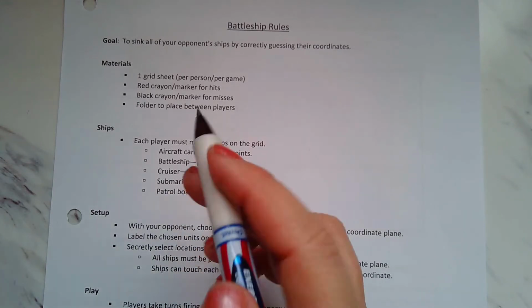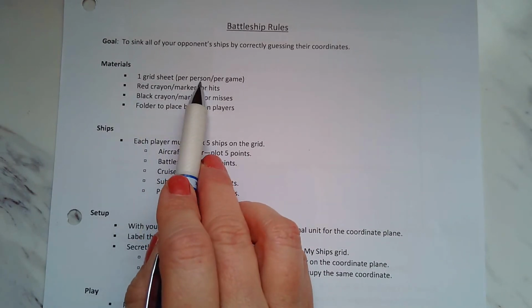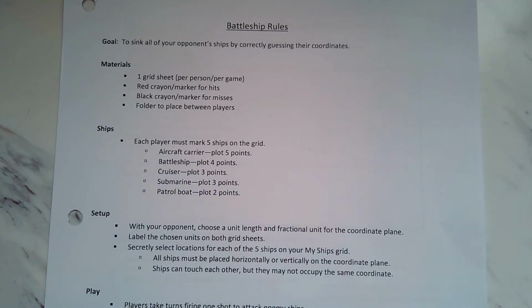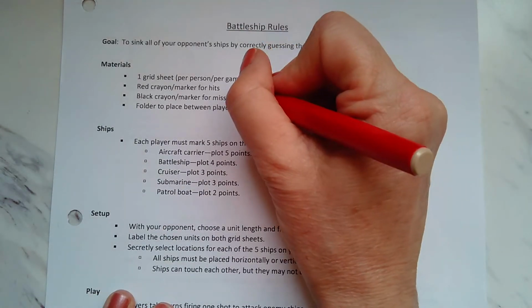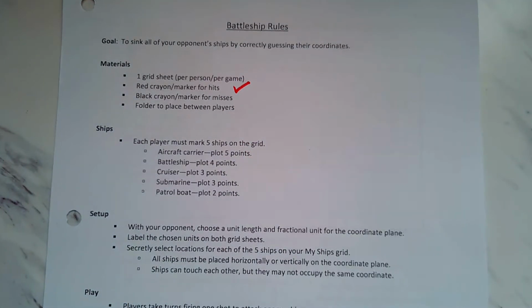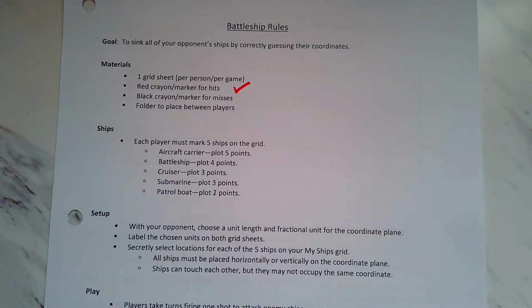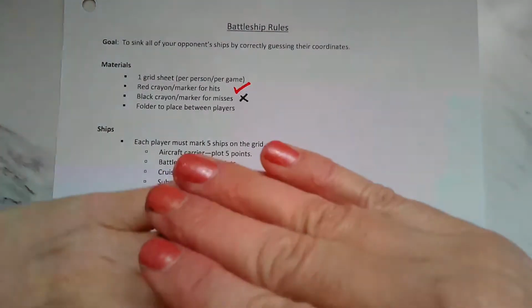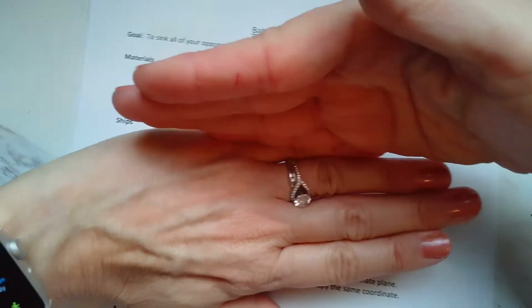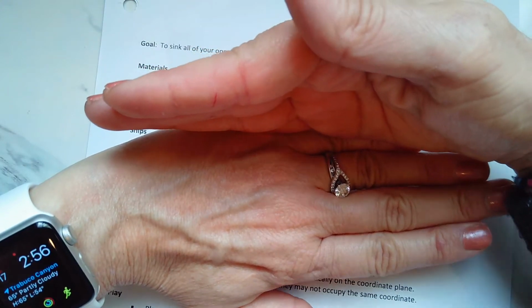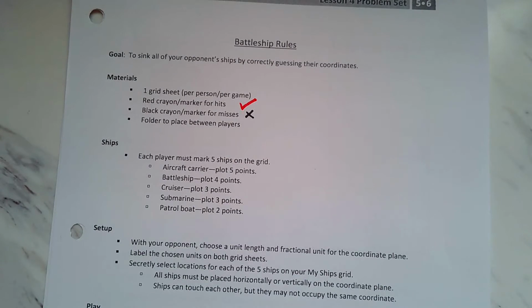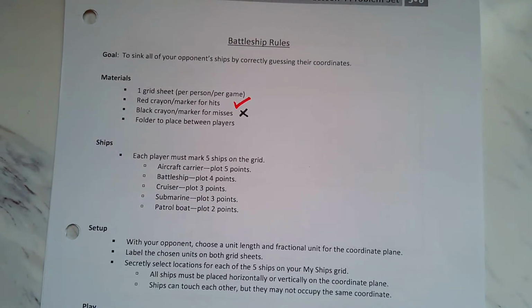The materials you're going to need are a grid sheet, a red crayon or marker for hits, and a black crayon or marker for misses. And if you have a file folder or something that can open up like this and sit so that you can keep your grid secret, that is even better.